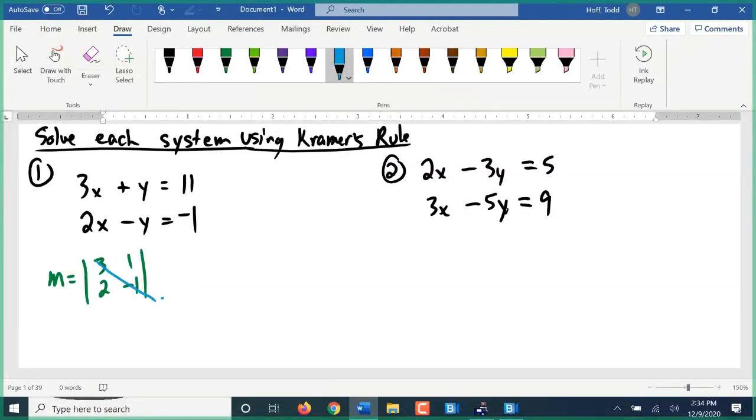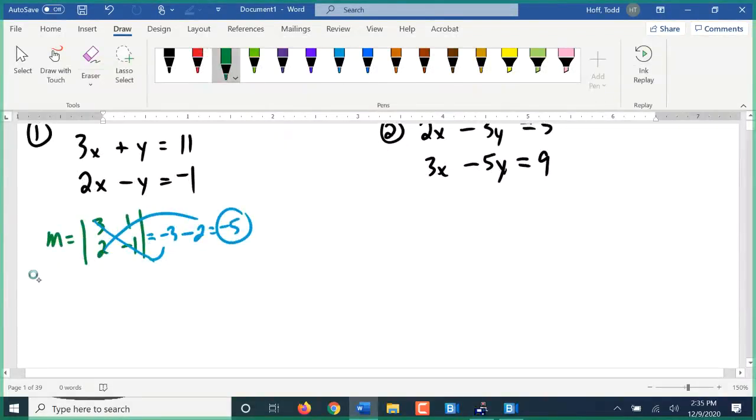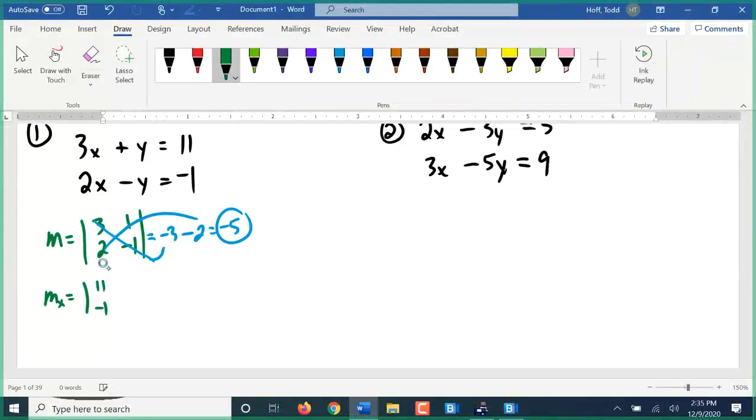Doing the determinant, we get -3. Actually, I'm going to do a little shortcut here. -3 minus +2 gives us a -5 for that determinant. Set up the X matrix. We'll do its determinant. -11 minus -1 gives me a -10.